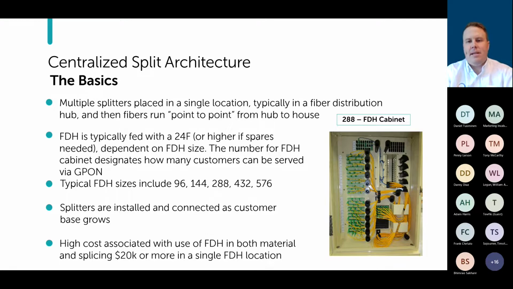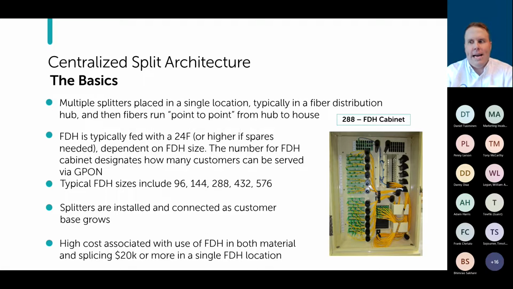So this has been the standard way of going for a while, and these cabinets can range in size from a 96 to a 576. That number, the 96, 144, 576, is telling you how many customers you can feed off of splitters out of that single cabinet. One advantage here is you can add your splitters as you go. When you first install the cabinet, you may only put one or two splitters in, but as you start to gain customers, you go back and add splitters.